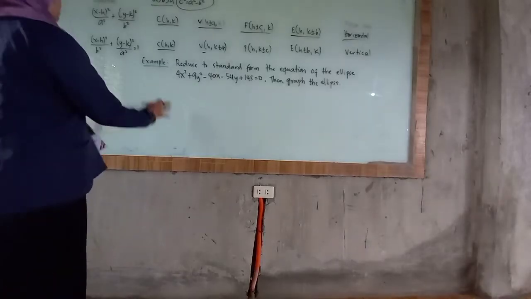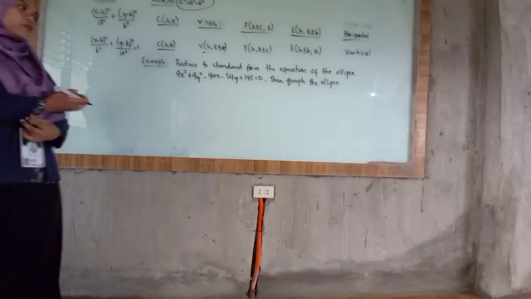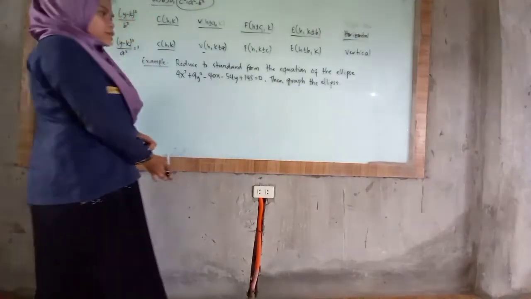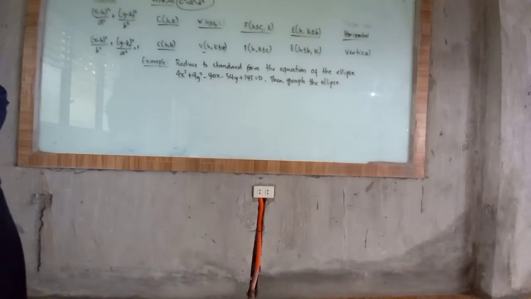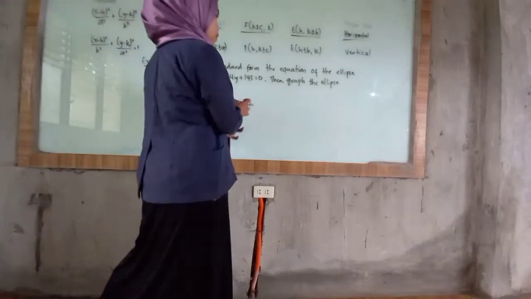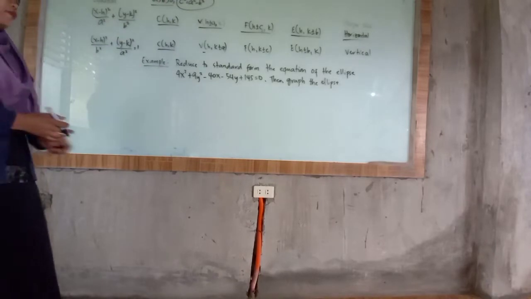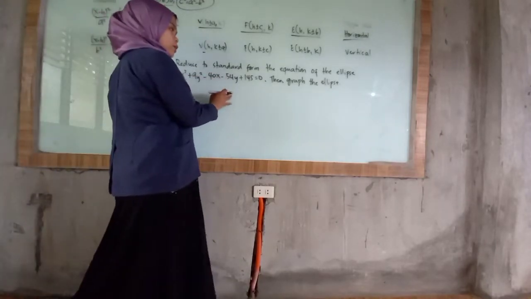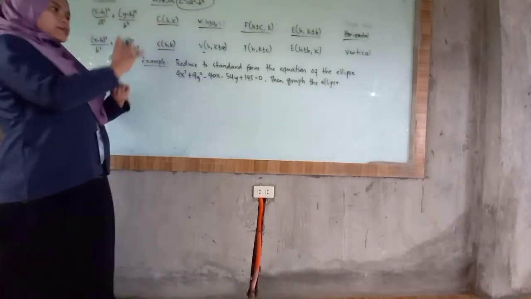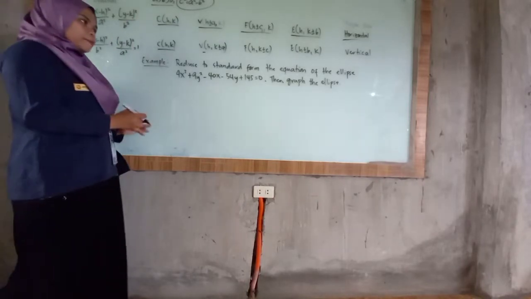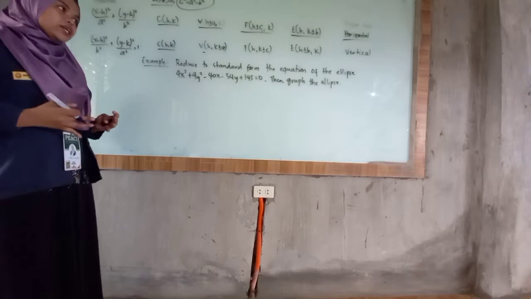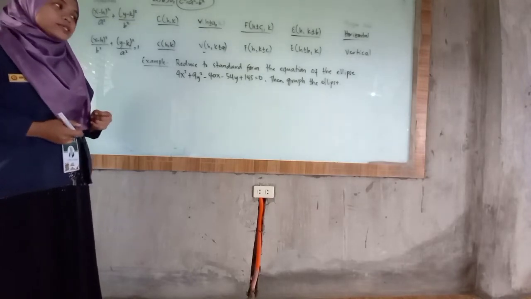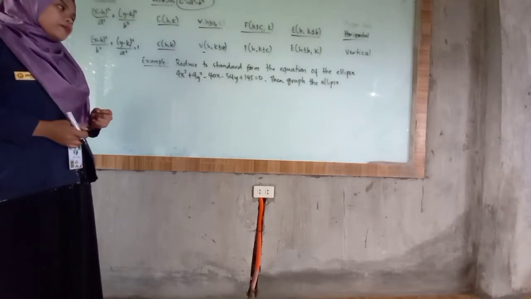Let us proceed to this second example. Given the general equation of an ellipse, we will get the standard form, and at the same time we are going to graph the given ellipse. From this general equation, how do we get to the standard equation? We will use the concept from the method we used in the circle, which is the completing the square method.